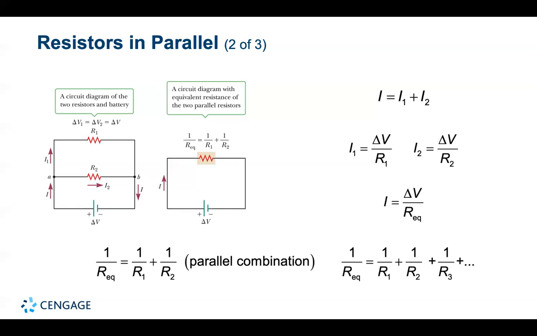As with the series case, we can extend our analysis to get the more general equation that we're showing on the bottom. From this expression, you can see that the inverse of the equivalent resistance of two or more resistors connected in parallel is the sum of the inverses of the individual resistances, and the equivalent resistance is always less than the smallest resistance in the group.